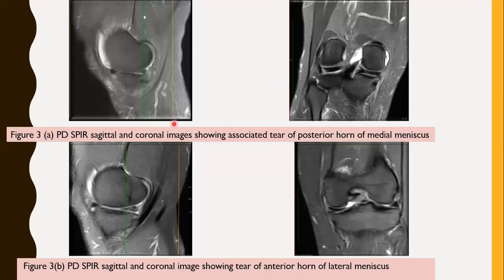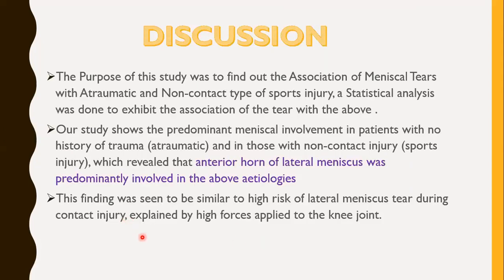These are the images which depict the tear of the posterior horn of the medial meniscus, and this image depicts the tear of the anterior horn of the lateral meniscus.